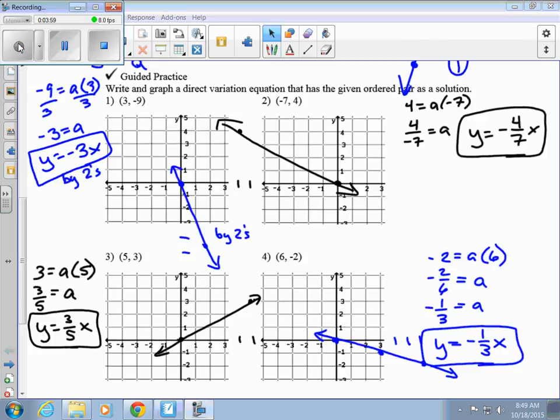And here are the answers for your guided practice questions 1 through 4. Notice in the first graph I went by 2s because I wasn't going to have enough room on there. You could on the other ones as well. So there's your graph. We got the equation of each one, and then we graphed each one of them as well.